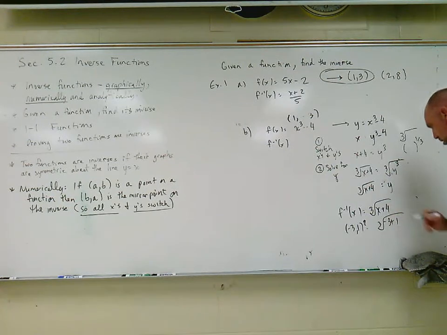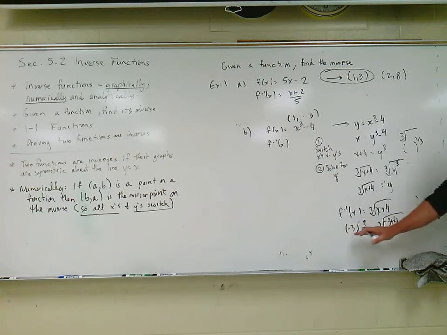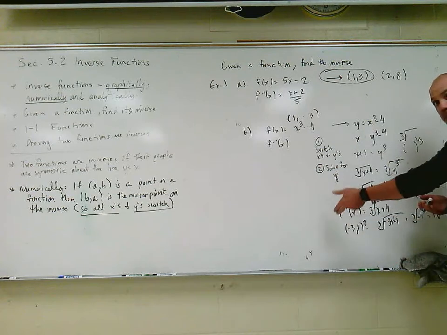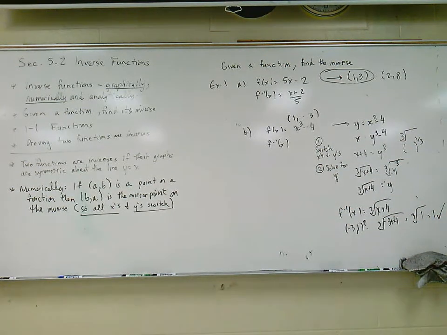I plugged in my -3. I get -3 plus 4, which is the cube root of 1. Does anybody know what the cube root of 1 is? 1. There you go. You don't have to do this, but I'm just showing you this because this is a way to check. They may give you points. They may say, (1, -3) is a point on f. What has to be the point on the other one? (-3, 1). Okay. All right.